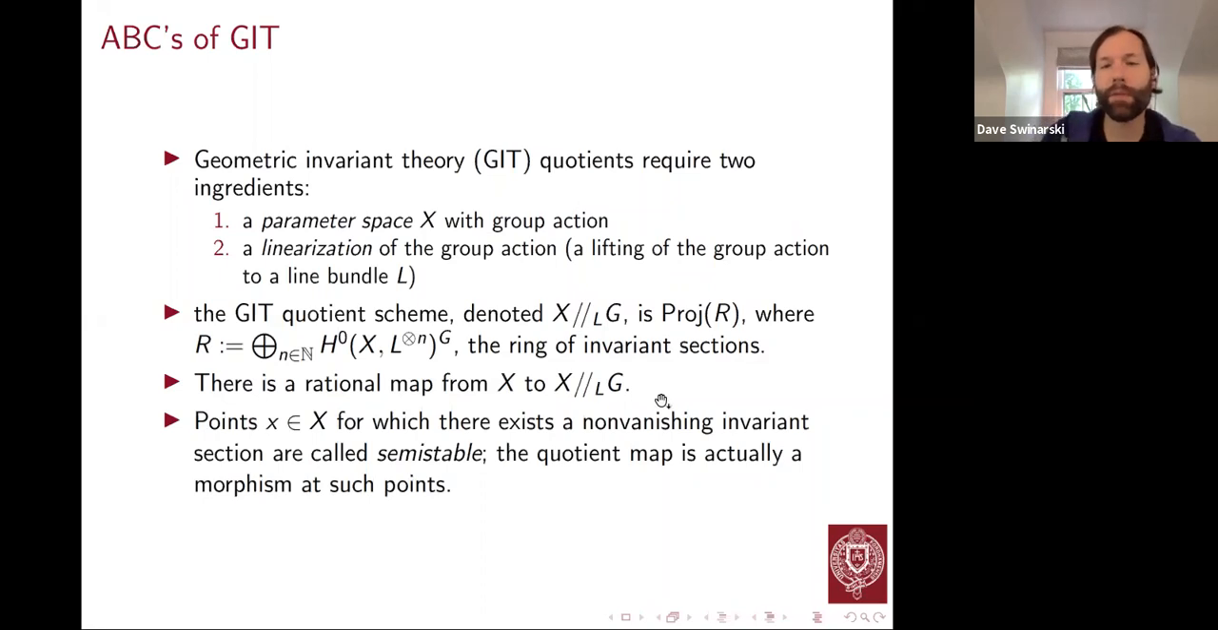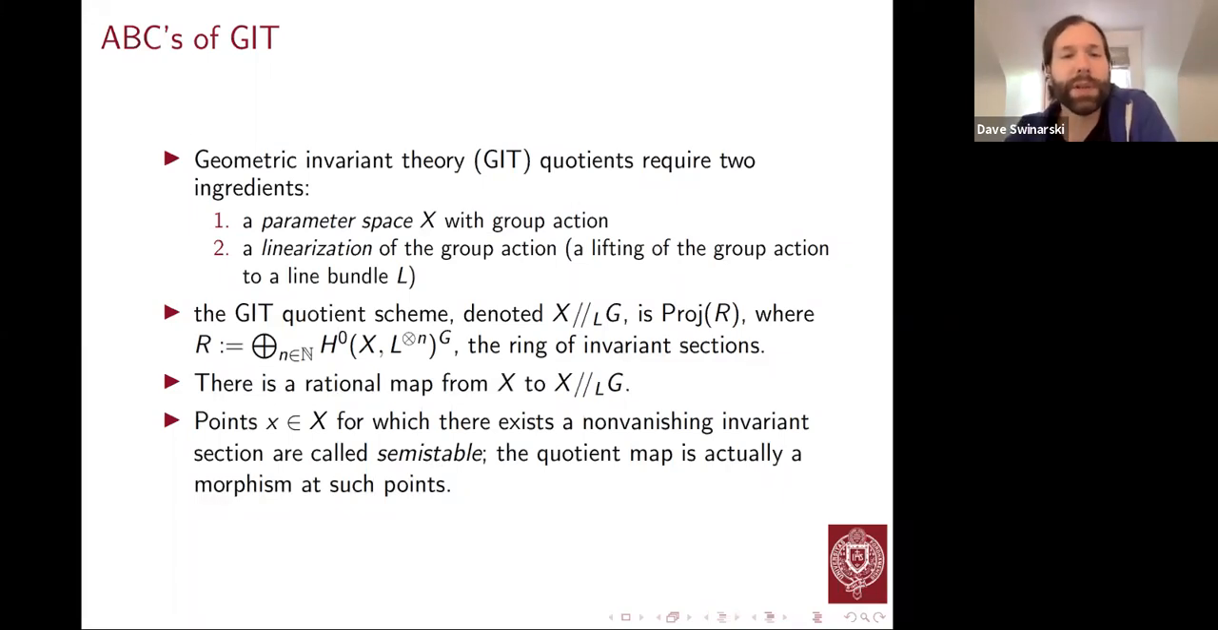Well, if you have a point in your parameter space where all the G invariant sections vanish, that's where this map would be undefined. And so we make a definition. The points where there's a non-vanishing invariant section are called GIT semi-stable. And those are the points where the quotient map is actually a morphism. The opposite of semi-stable is called unstable. And there's also a notion of stability, which is semi-stability plus having a closed orbit. But I'll mostly just talk about semi-stability in this talk.